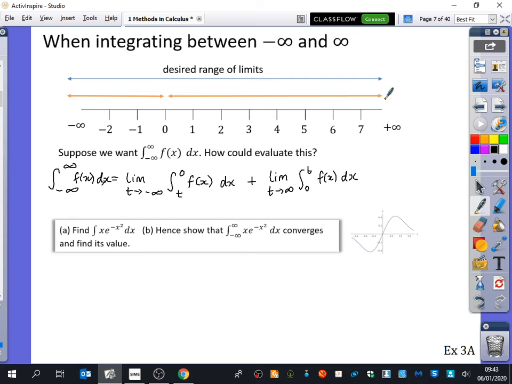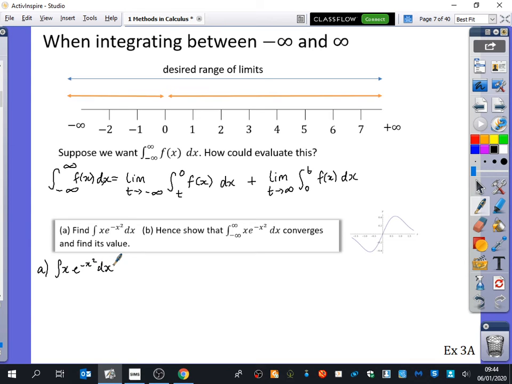Let's do this one here and then we'll do some practice, okay? Because we've done a lot of me talking here. So first thing it says is we're going to find the integral of x e to the minus x squared with respect to x. Notice it's got no limits, so it's not even asking you to do anything to do with this topic yet. And then b, it wants us to show that it converges to a particular value when you go between minus infinity and infinity. So what is the integral of x e to the minus x squared dx? What's this going to be?